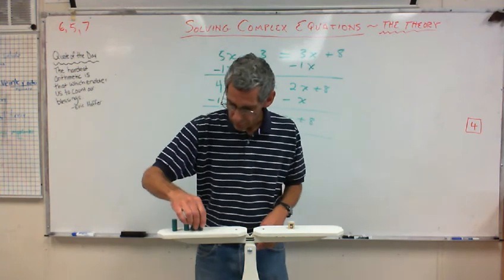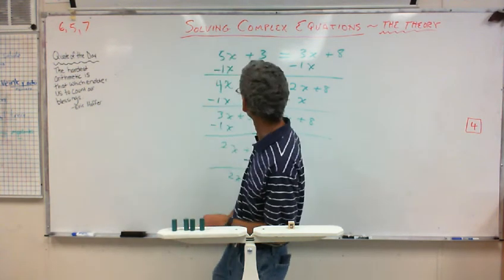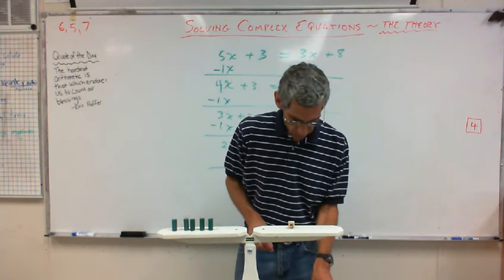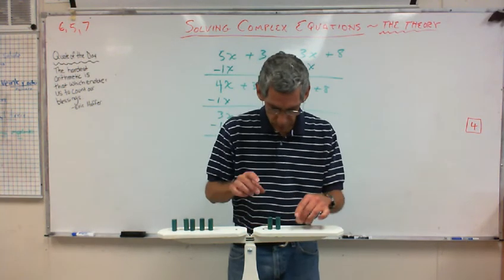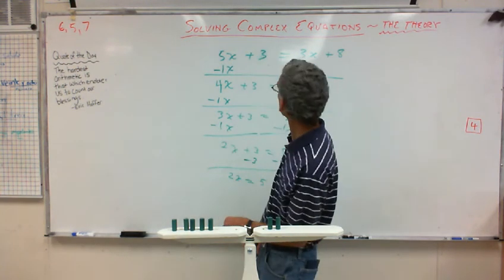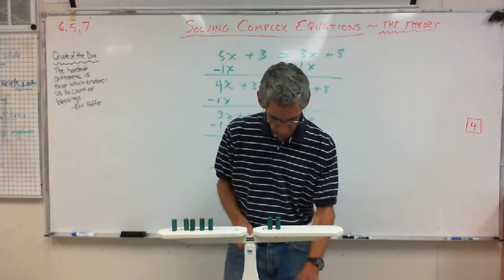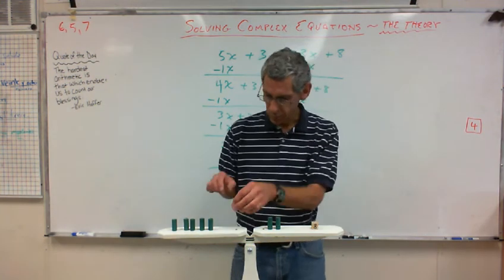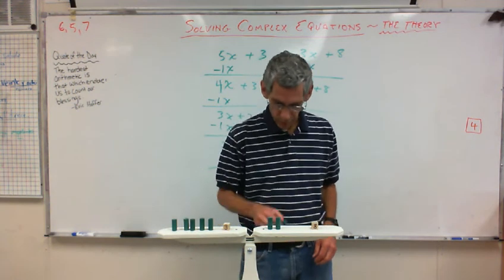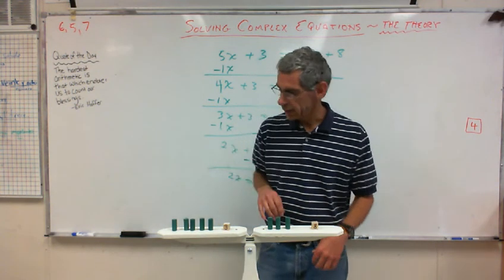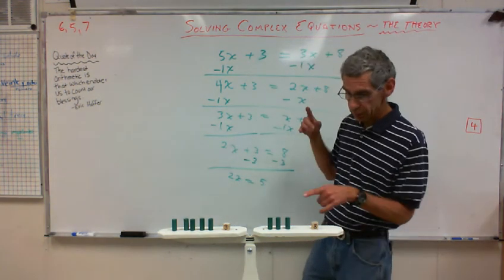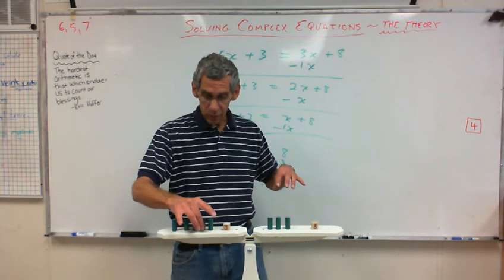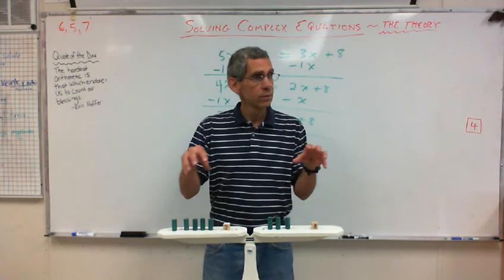So let's try it again. We've got five x's, right? We've got five x's. And then three x's, one, two, three. And then eight. Plus three. Three and eight, right? And then we have one more x over here, right? Is that it? Did I do it right? Five x plus three, three x plus eight. Okay, so as long as I do the same thing to both sides, I could do them together.